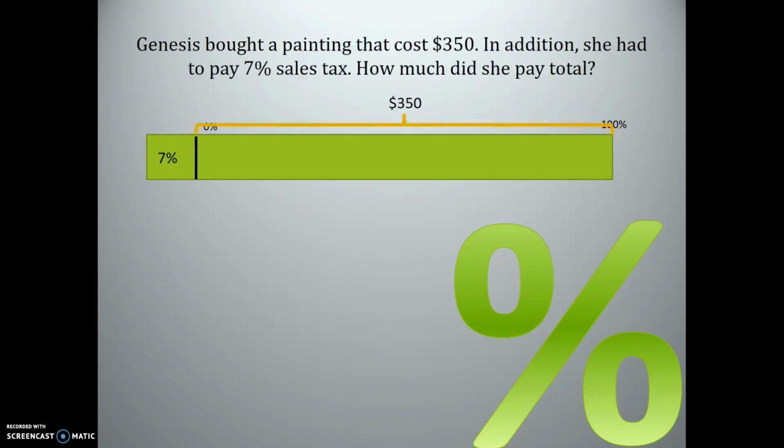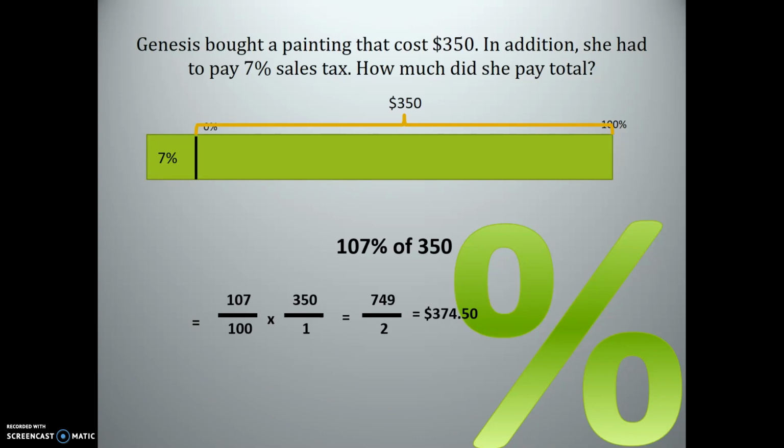This problem is exactly the same as the last with different numbers. Go ahead and try it on your own and then come back and check your work. Alrighty, we're going to find 107% of 350. It's going to give us $374.50.